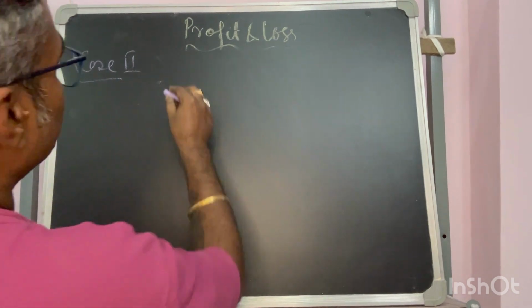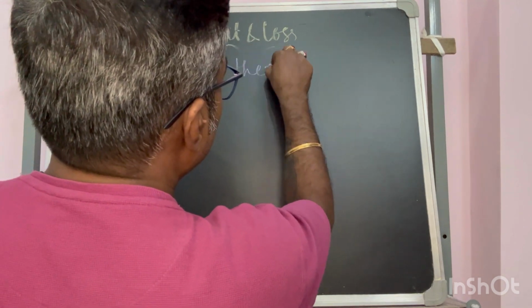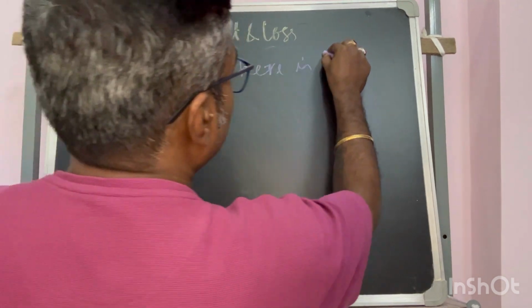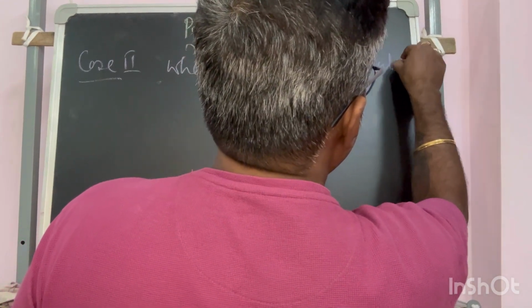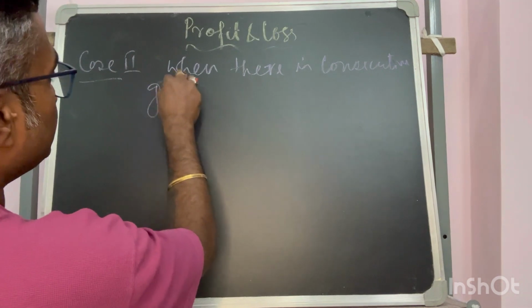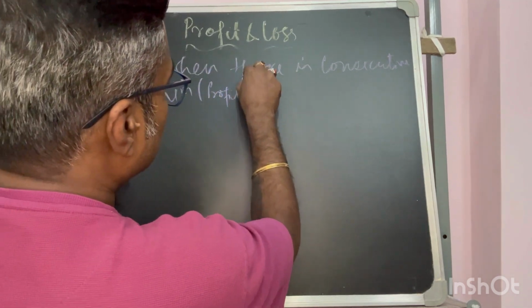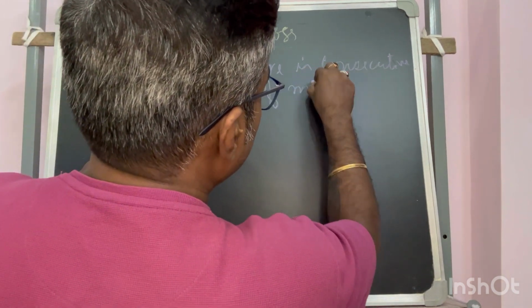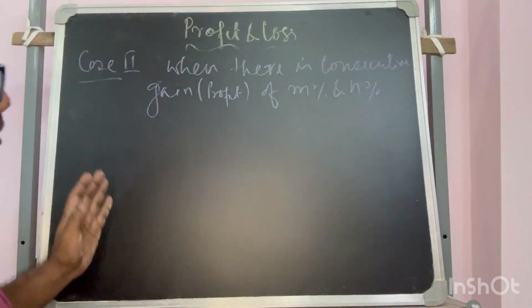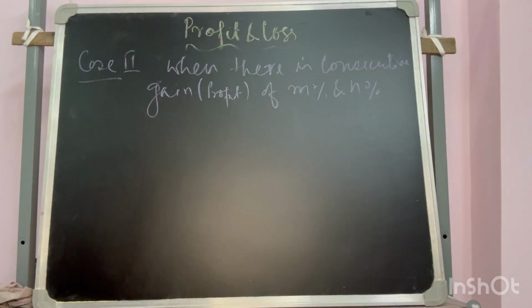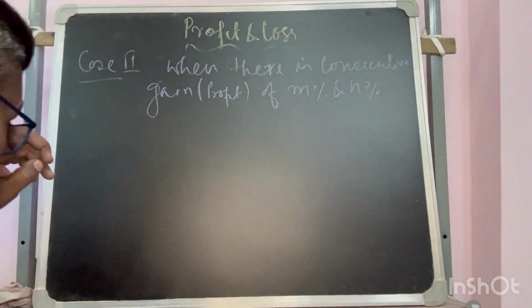The case 2 is that when there is consecutive gain, that means profits of M percentage and N percentage. So he is consecutively getting profit on the same product by selling it twice, in the same case.